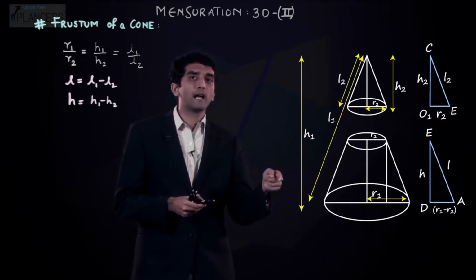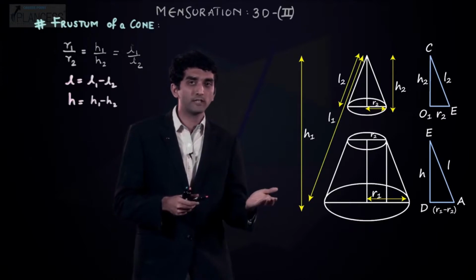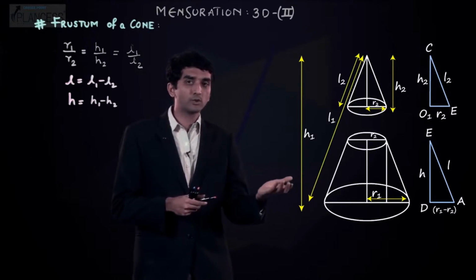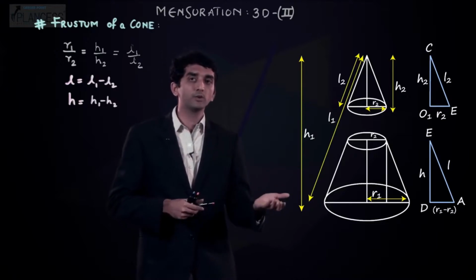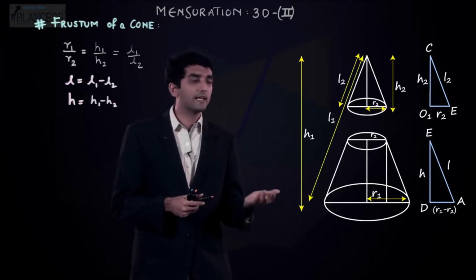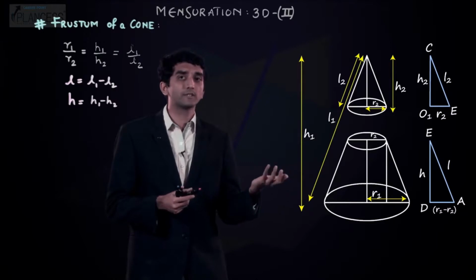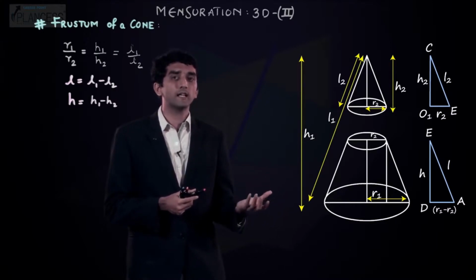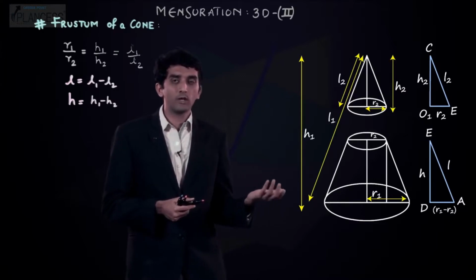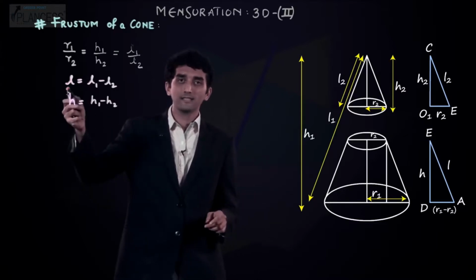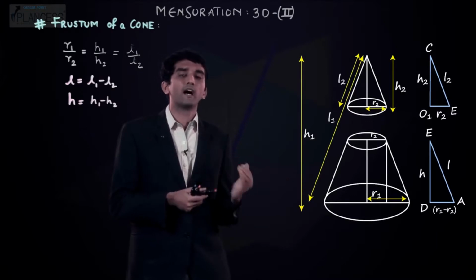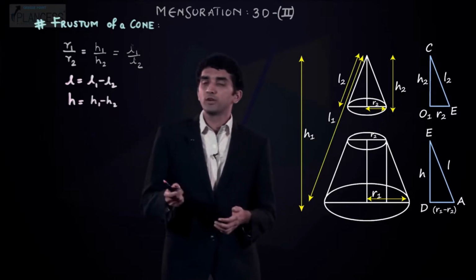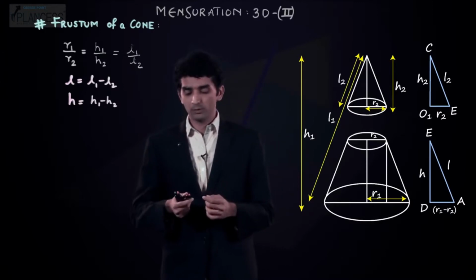That is what the formula has. The volume of a frustum is 1 by 3 pi times H times (R1 square plus R2 square plus R1 R2). There H is the vertical height, R1 is the bottom base radius, and R2 is the top base radius. Likewise, the curved surface area is pi times L times (R1 plus R2), where L is the slant height of the frustum, and R1 and R2 are the bottom and top radii respectively. So now let's see how we are going to proceed.